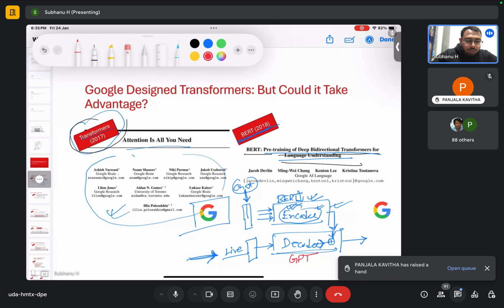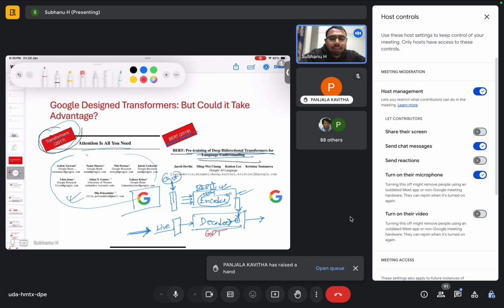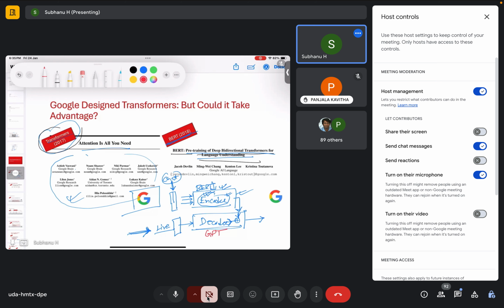Okay, so now I will take some questions. I'll give you microphone access. Someone is raising their hand, so please, can you open up? What do you want to say? I can't hear you. If anyone has any question, please tell me. Panjala Kavita, you have raised your hand, do you have any question? Am I audible to everyone? Yes, sir, you are audible. Does anyone have any question, any doubt? Are you liking this session, or should I go back to our NLP course?